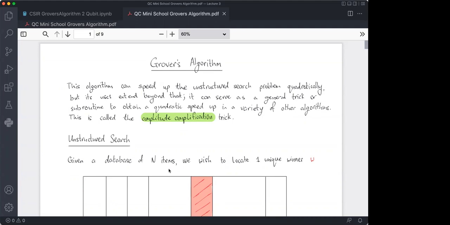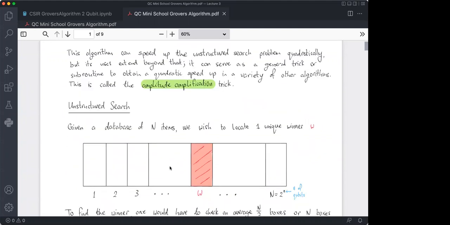Grover's algorithm basically provides a speed up to the unstructured search problem. Unstructured search means that you have a database of n elements, and you wish to find an element in that database, and there's no ordering to it. It's not ordered alphabetically or anything like that. It just has no structure. And Grover's algorithm provides a quadratic speed up to the unstructured search.